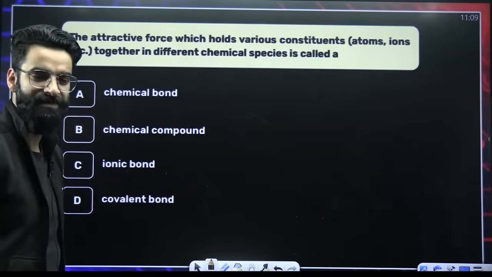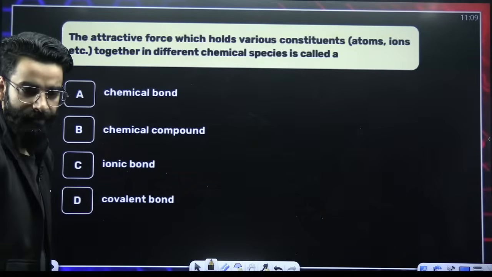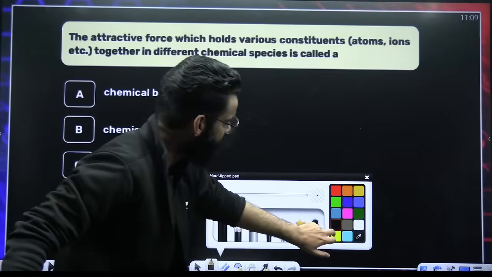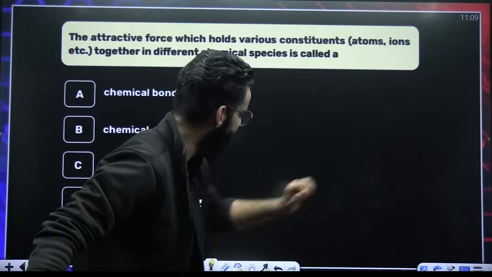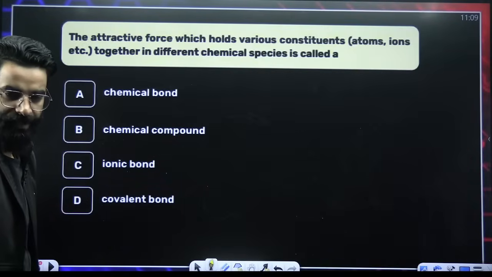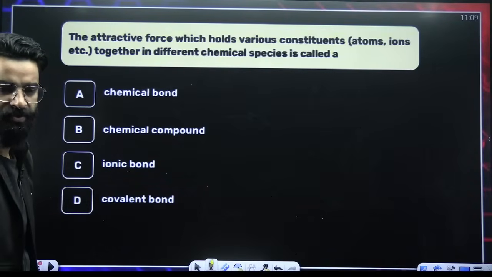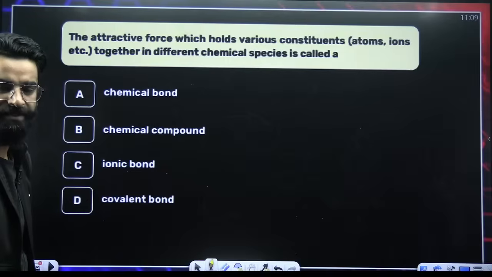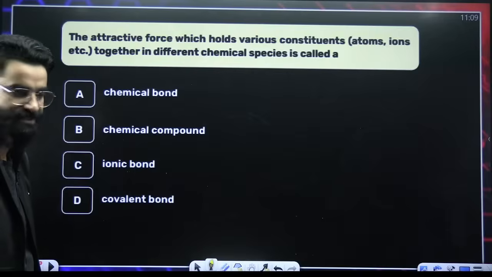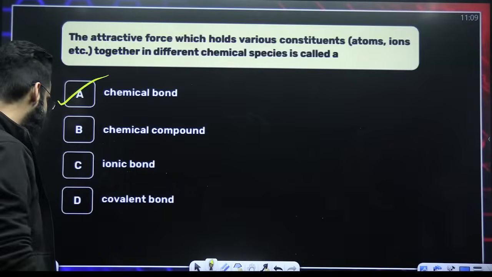Quickly, let me know the answer of this particular question. The attractive force which holds the atoms together in a molecule, what do we call that attractive force? The attractive force which holds various constituents, atoms, ions, etc. together in different chemical species, what do you call that? You call that a chemical bond. Done and dusted.